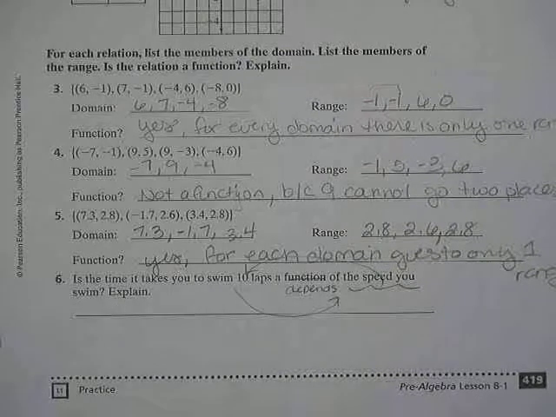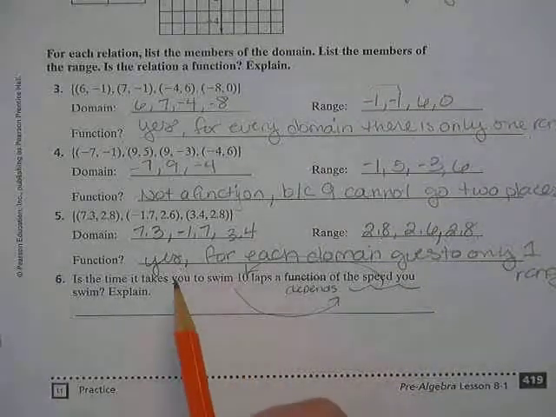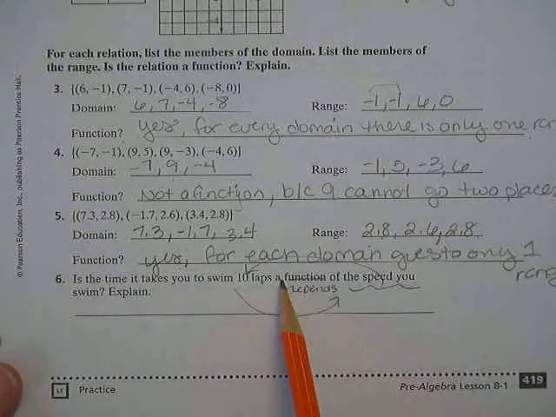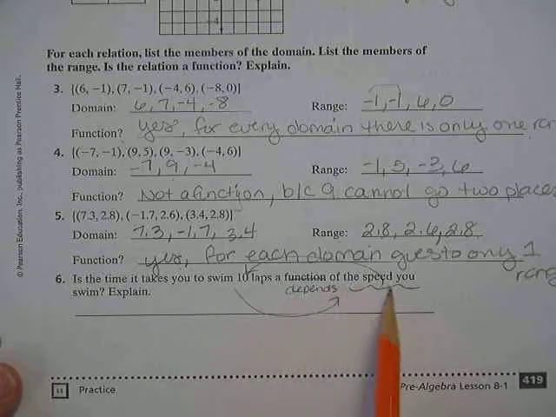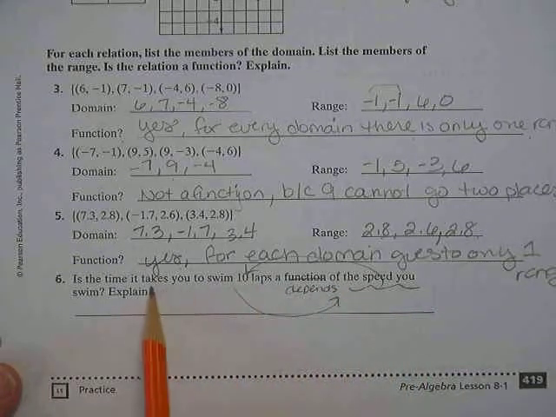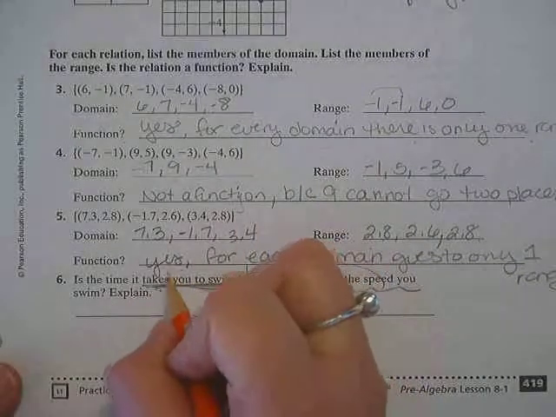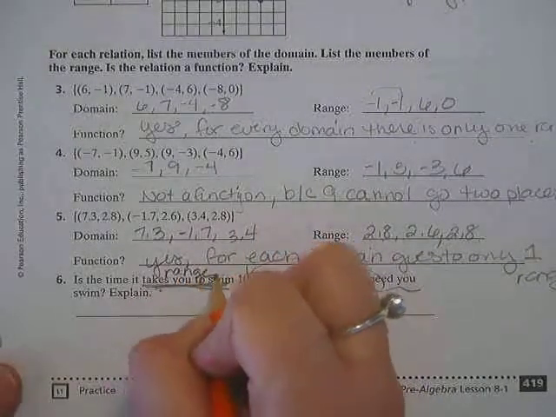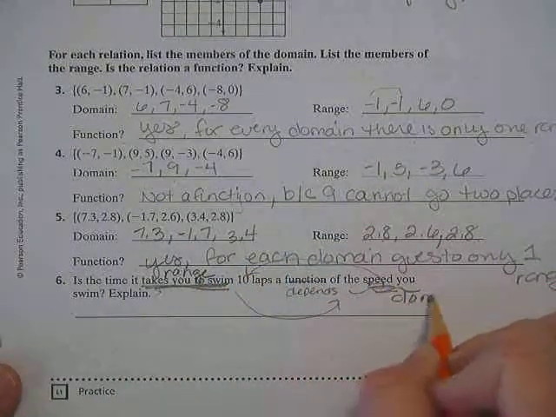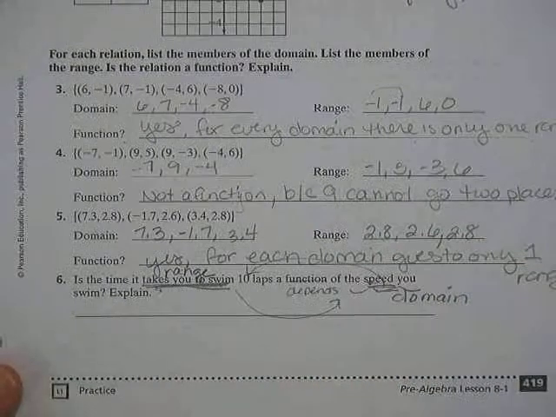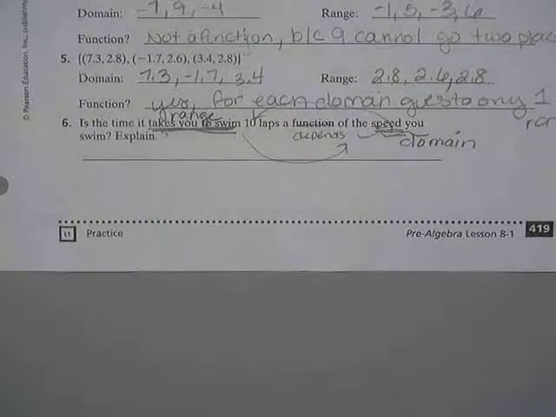Another way, and I did a little bit of research over these the last few days because I, too, still struggle with getting my head wrapped around these. And I think this is true. When it's written, is blah, blah, blah a function of blah, blah, blah, whatever's before the word function is always your range. The speed, in this case, is our domain.